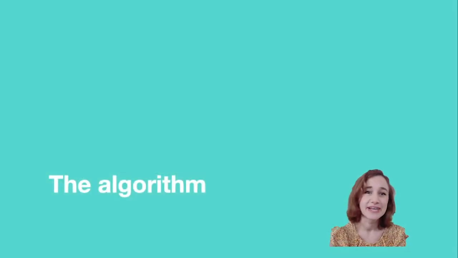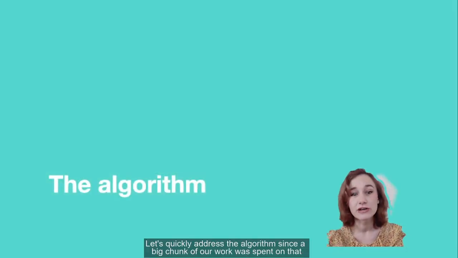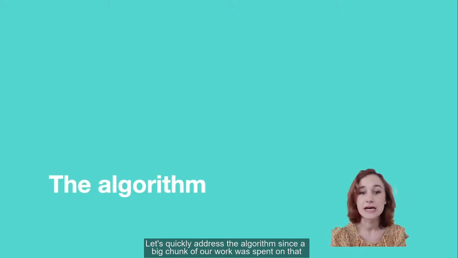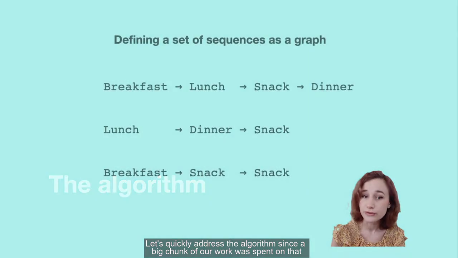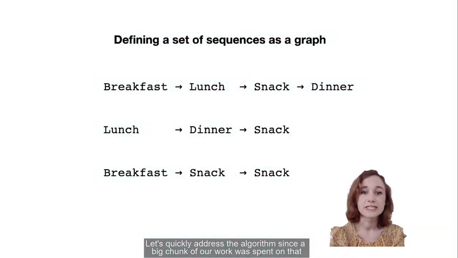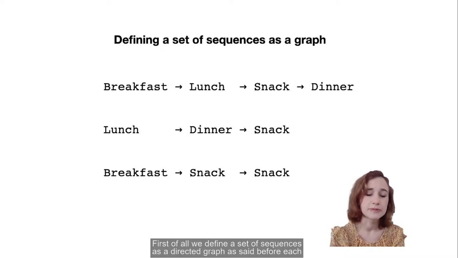Let's quickly address the algorithm, since a big chunk of our work was spent on that. First of all, we define a set of sequences as a directed graph. As said before, each event in a sequence corresponds to a node, and each edge represents a relationship of sequentiality between two events. Our algorithm has two key steps, rank assignment and intersection reduction.